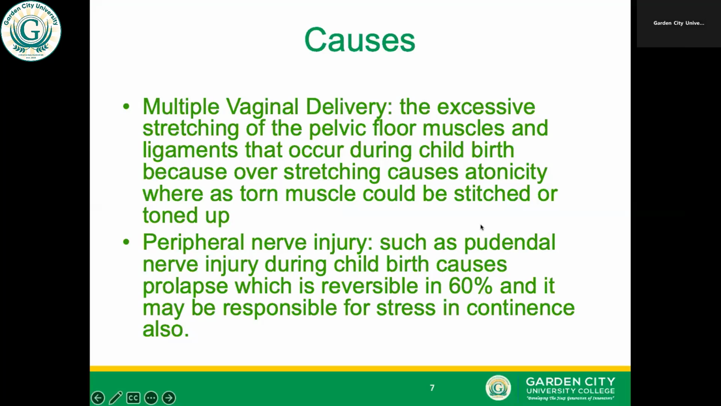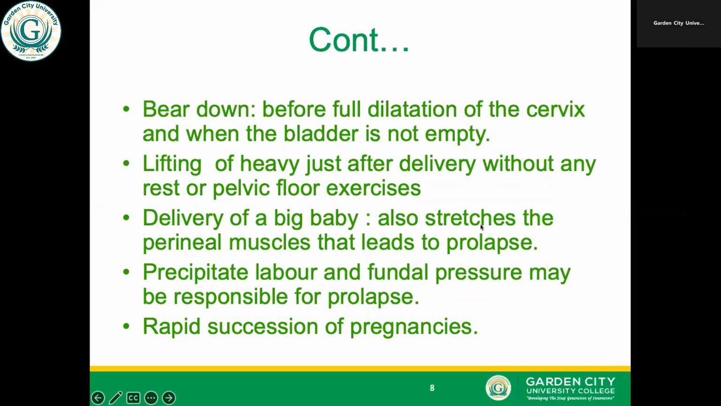Next slide, please. So, bearing down, prolonged bearing down before full dilatation of the cervix and when the bladder is not emptied. If the bladder is full, we have to empty it before the baby comes or before the woman bears down. If the bladder is not emptied, when the woman bears down, the baby puts pressure on the bladder, thereby causing damage.